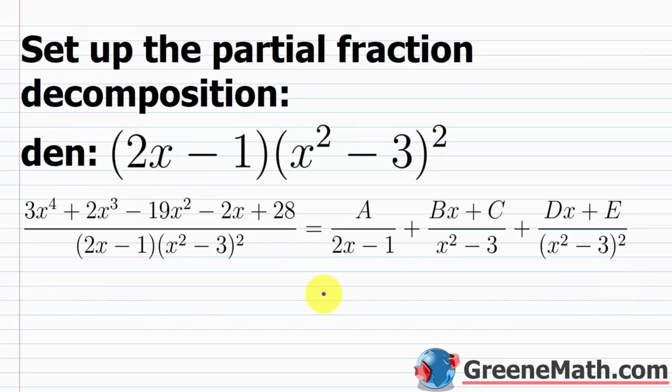So this is our denominator here. So you would have A over 2x minus 1. That comes from this. And then plus, again, here's where the confusion comes in. This guy right here is squared. So that means I need Bx plus C over x squared minus 3. This right here is the x squared minus 3 to the first power.